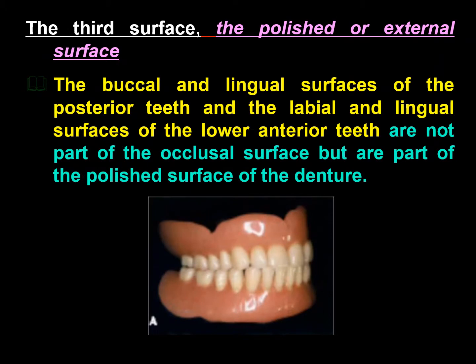The third surface is the polished or external surface. The buccal and lingual surfaces of the posterior teeth and the labial and lingual surfaces of the lower anterior teeth are not part of the occlusal surface, but are part of the polished surface of the denture.